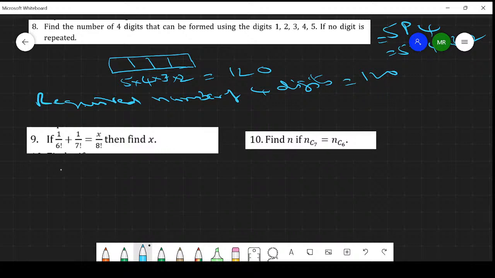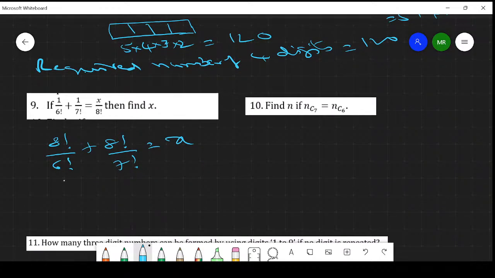They are asking to find x. So we want only x. So this 8 factorial, I can take to the left side: 8 factorial by 6 factorial plus 8 factorial by 7 factorial is equal to x. But we know that 8 factorial means 8 into 7 into 6 factorial. So I can write 8 into 7 into 6 factorial by 6 factorial plus 8 into 7 factorial by 7 factorial.